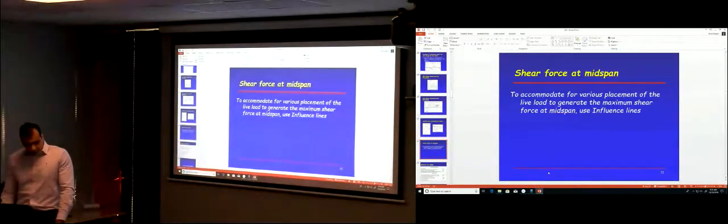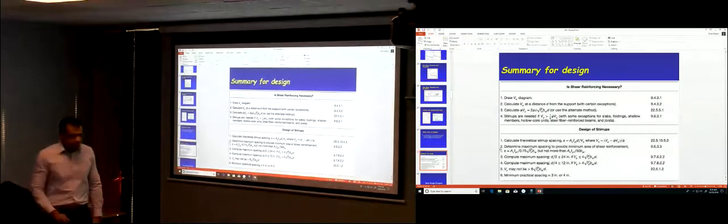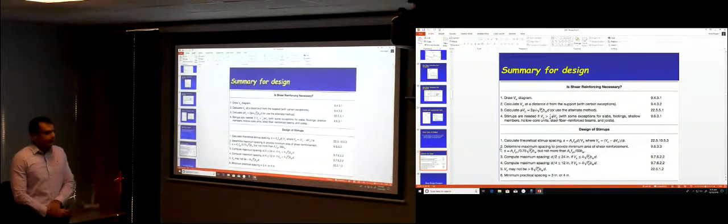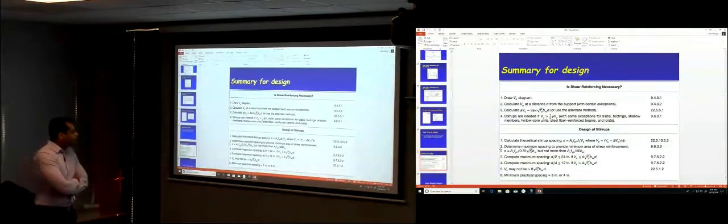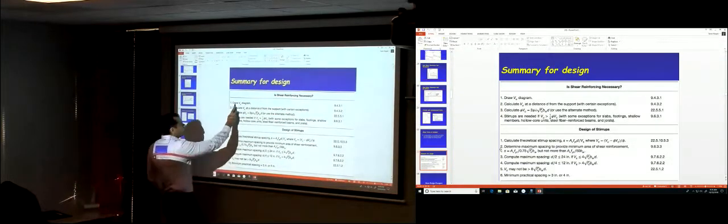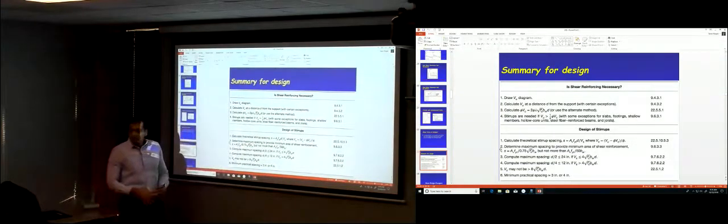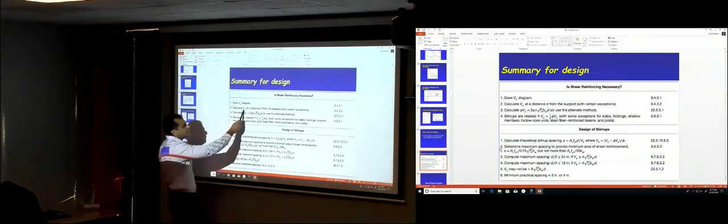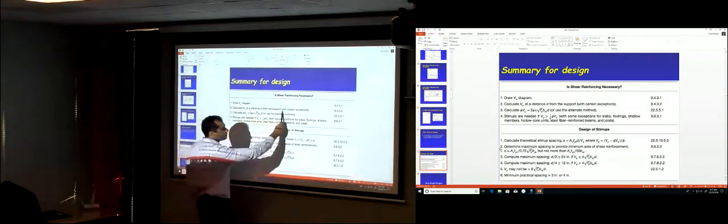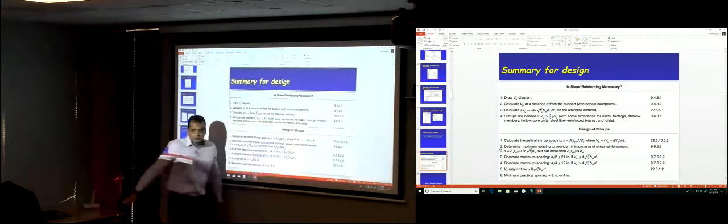Okay, so now for the summary for the design. This table is very nice. It summarizes the design process for shear reinforcement. First, you draw the shear force diagram. To design the beam, you need to know how much shear force your beam should be designed to support. You draw the shear force diagram, and then you calculate V ultimate at a distance d from the support, and take care of those exceptions.